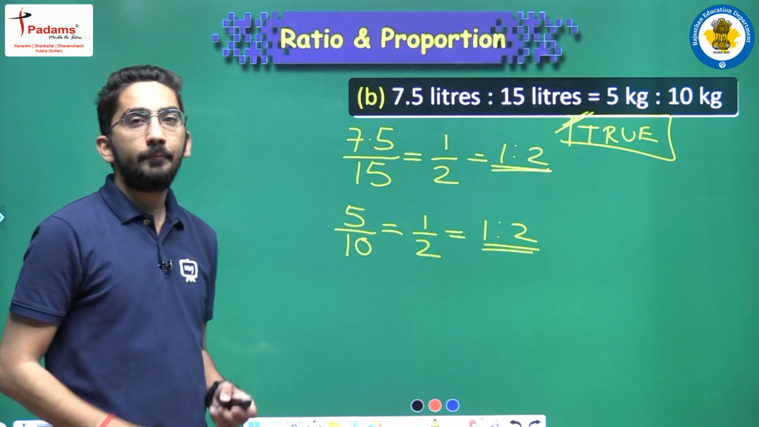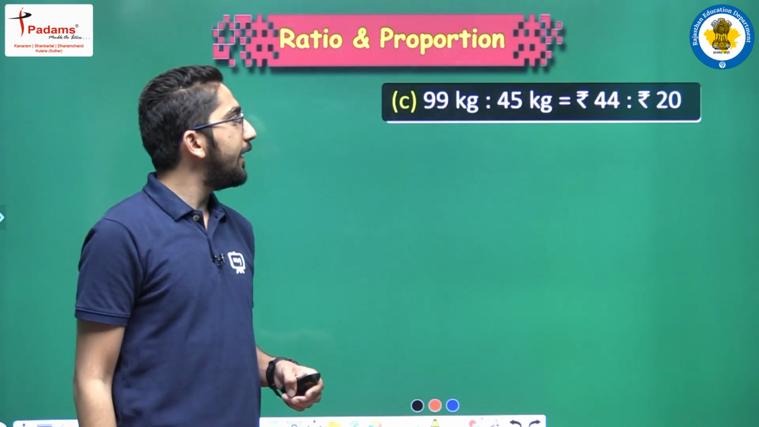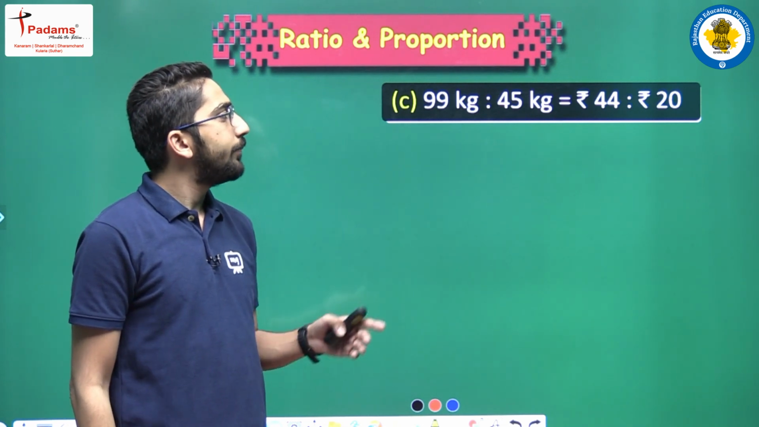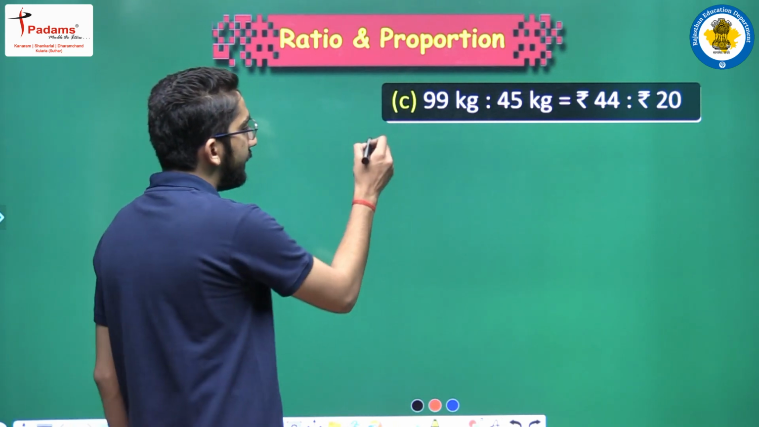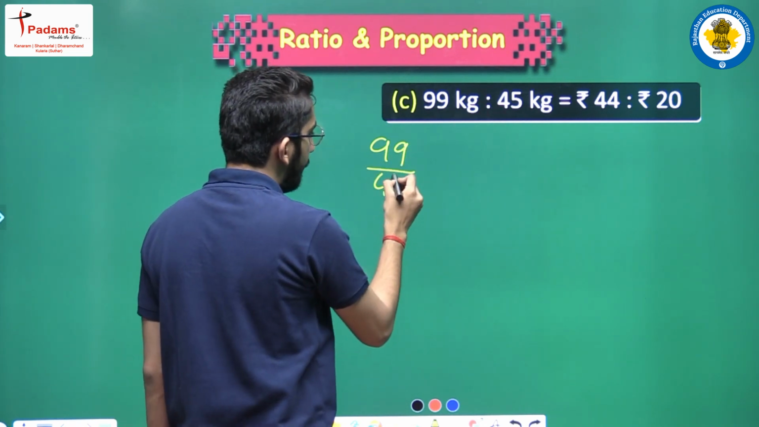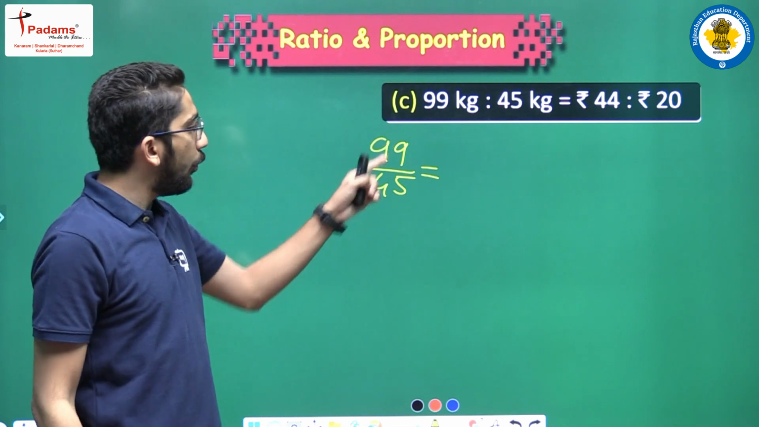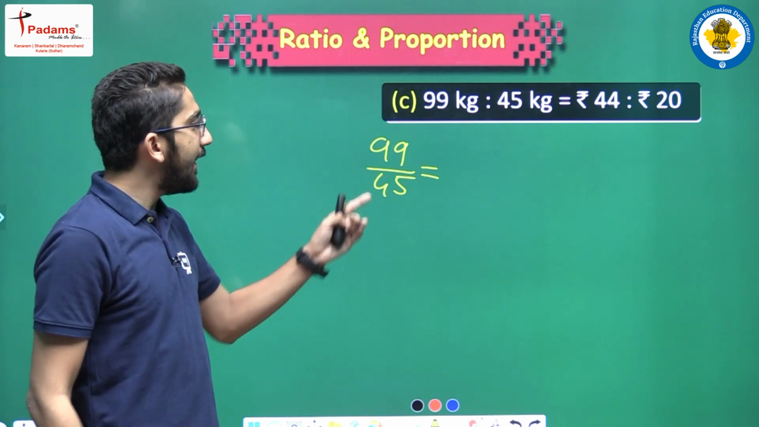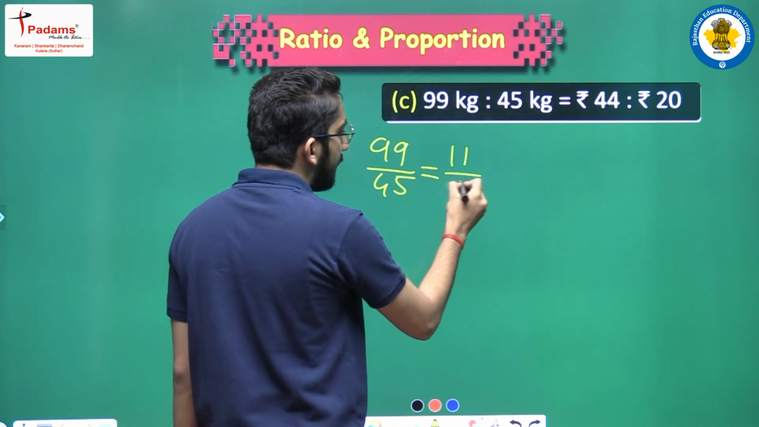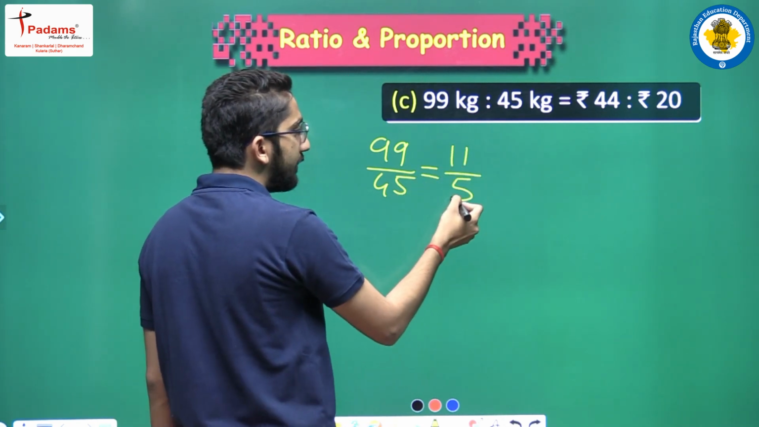ठीक है, क्लियर है. आगे देखिए. 99 kg is to 45 kg is equals to 44 rupees is to 20 rupees. So first 99 kg and 45 kg, I can divide both of them with 9. 99 divided by 9 is 11 and 45 divided by 9 is 5, and I cannot further simplify this.